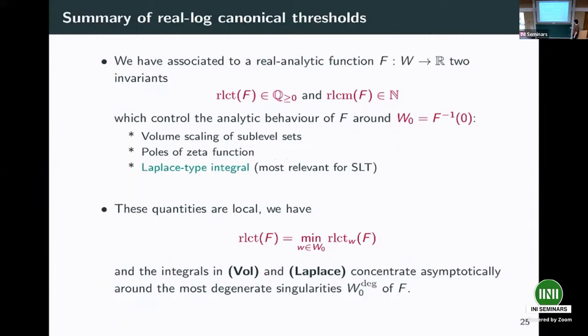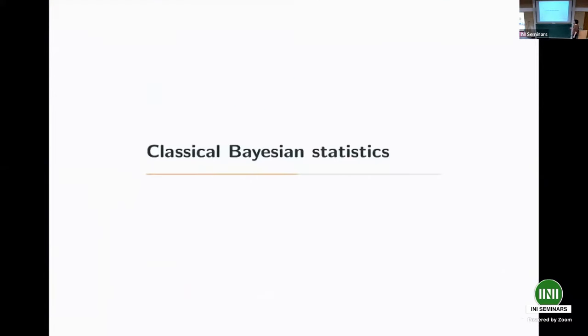Okay, so let me summarize this part. We have these two invariants, and they control the analytic behavior of the function around the zero locus: the volume scaling of the sublevel sets, the poles of the delta function, and this Laplace-type integral. That's the one that's actually most important for us. As I said, it's a local quantity, and you have this interesting most degenerate locus inside of W0, where everything concentrates.